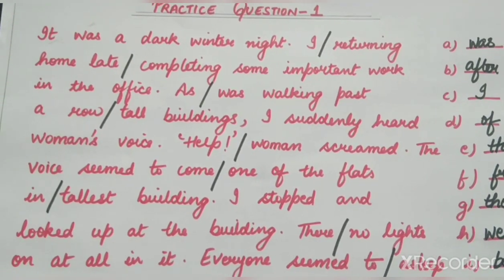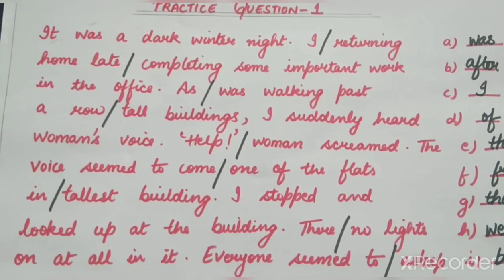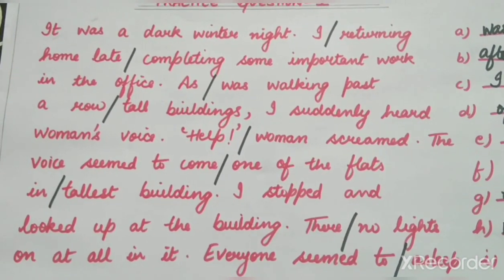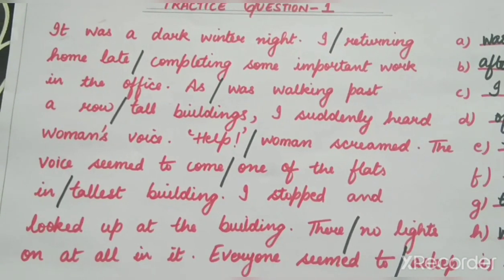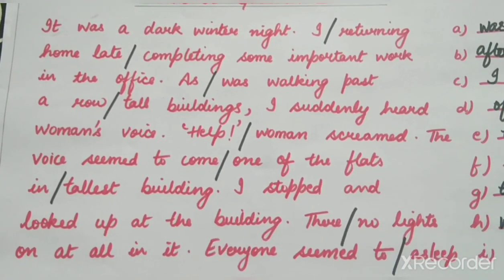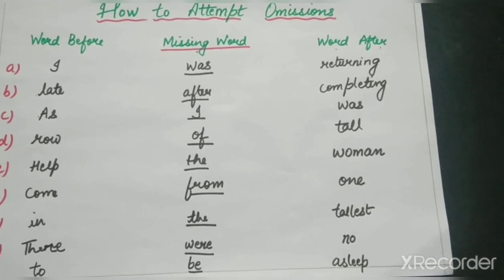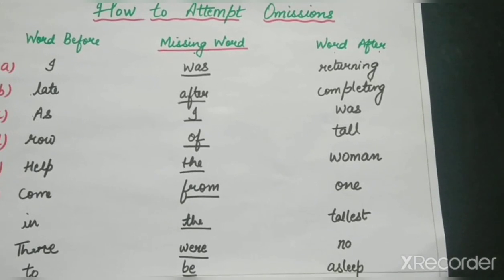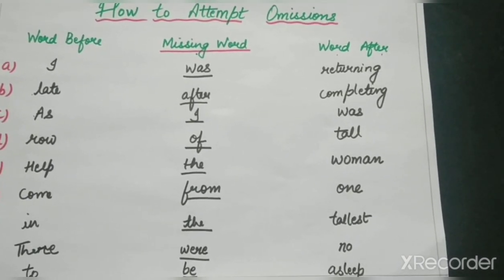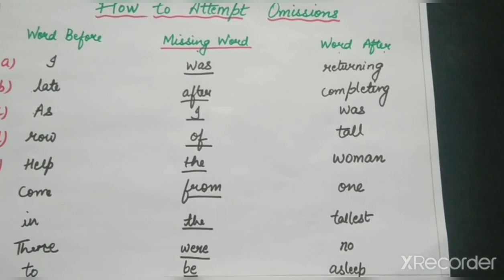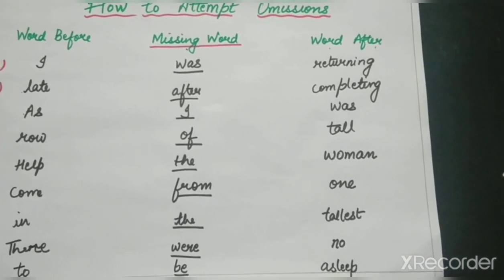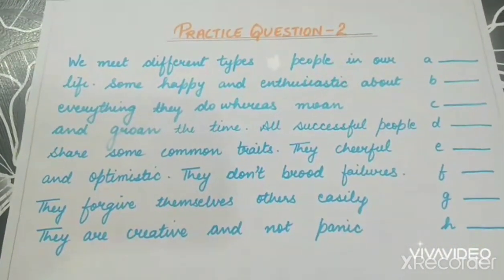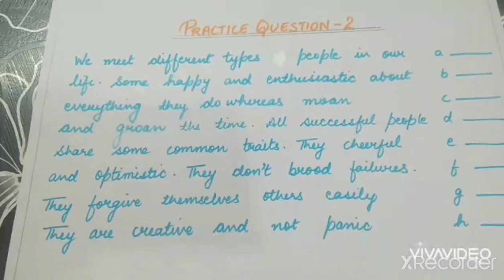Now, children, after locating the missing words, you will write it the way I have taught you: the word before, the missing word, and the word after. Here you can see how to attempt the omissions, and remember to underline the missing word. Now let us do one more practice question of omissions. First of all, we will read this paragraph.